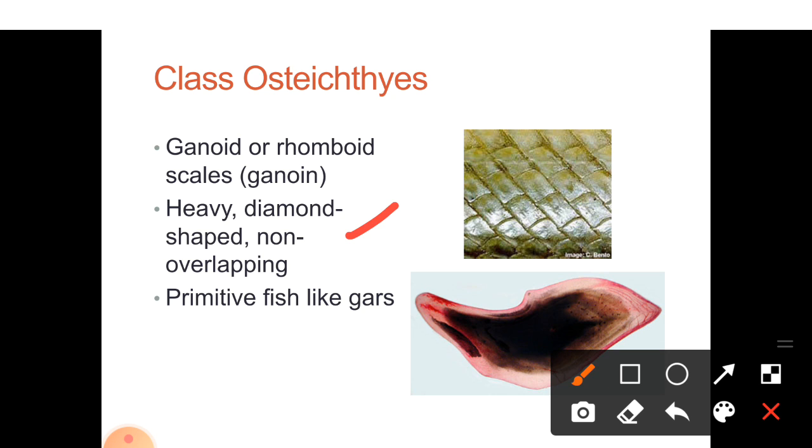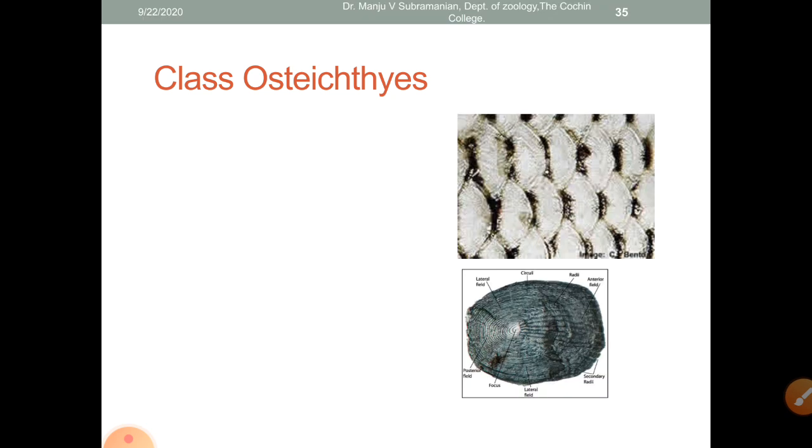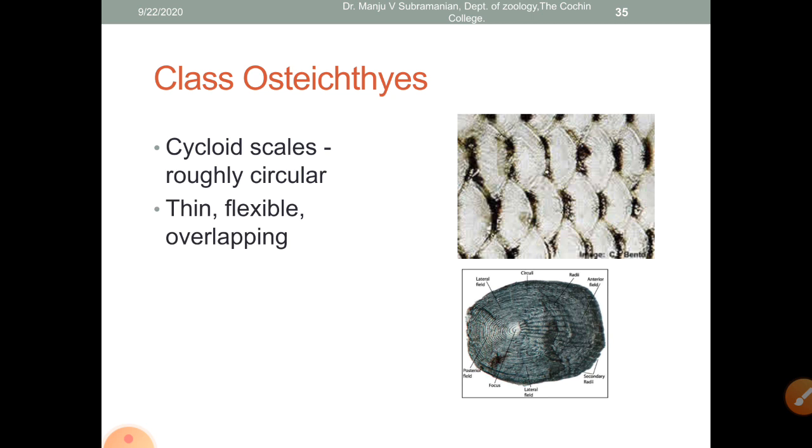They are just interconnected by a sort of peg and socket joint. They are found in primitive fish like gars. You can also see this type of ganoid scales there. Okay, so ganoid scales are a slight modification of cosmine type scales.